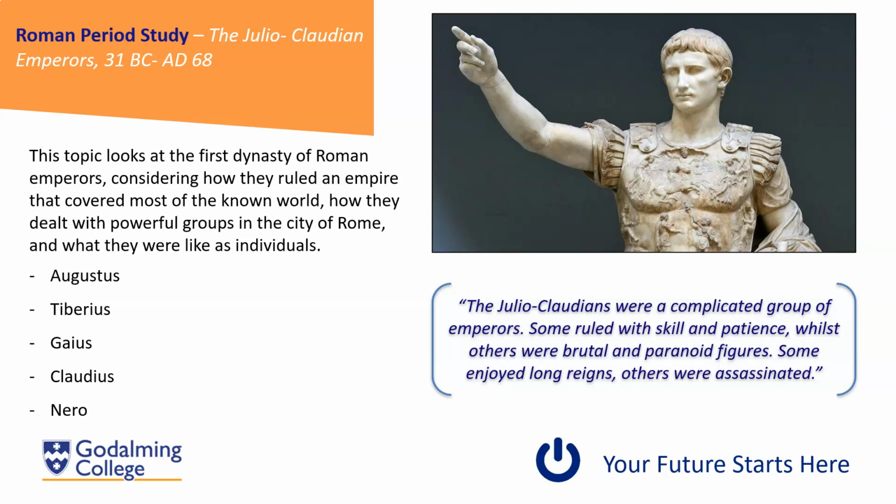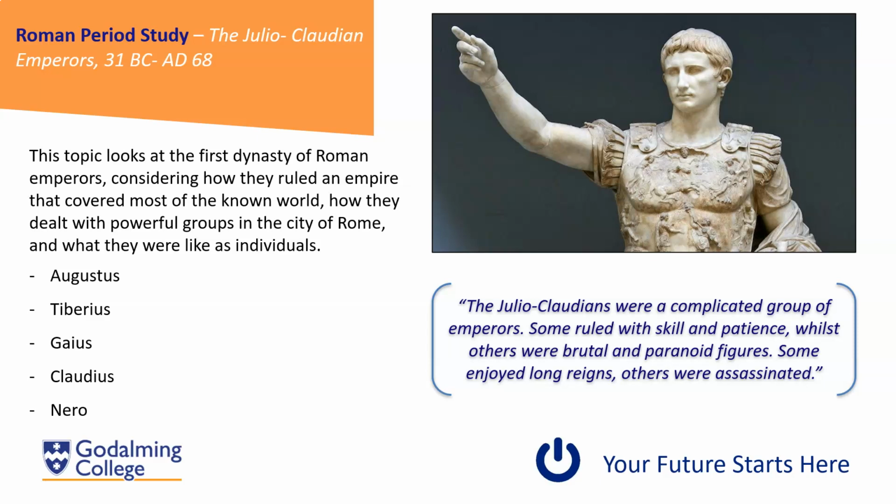So we look at how they became emperors, we look at how they managed to rule an empire that covered most of the known world in its day, how they also dealt with the powerful groups in the city of Rome itself, people like the Senate, people like the plebeians, the ordinary Romans. And we also look at them as individuals, what their characters were like, what their reigns were like.